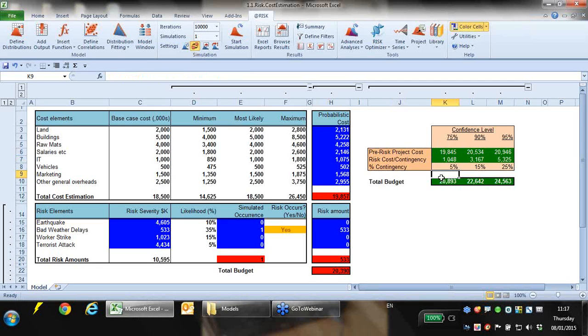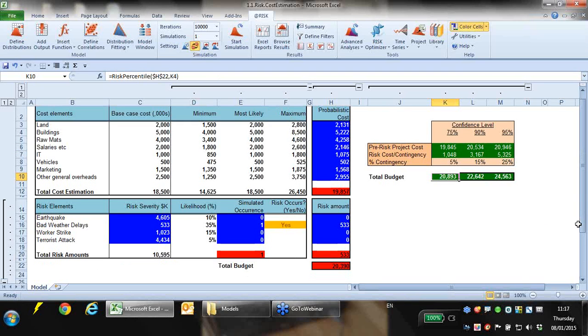I've got the risk cost, and then I've got the total budget. So how to interpret these values is that if I had a project budget of 20.893 million, then I would be 75% confident that I would manage to complete this project within my budget. This would be my P75.